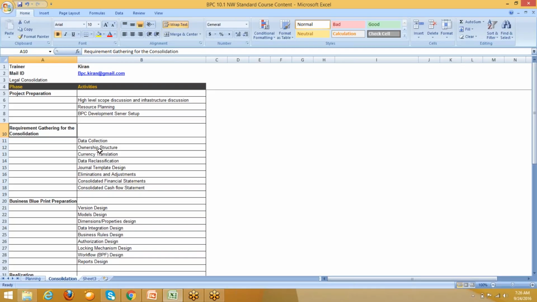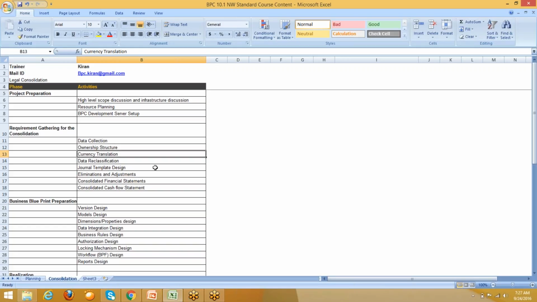You have to gather requirement for ownership structure. So how many entities are there? What is the ownership percentage of holding in that? How many companies are subsidiaries? How many companies are equity, joint ventures? That is to be discussed in the ownership structure.